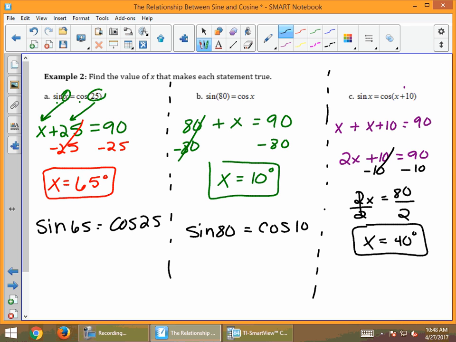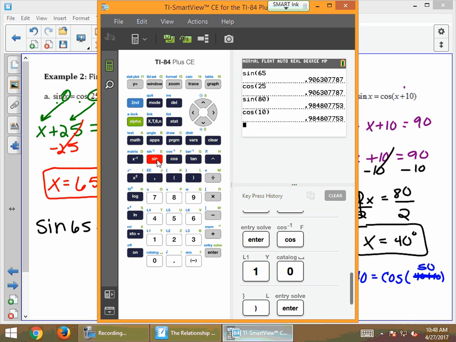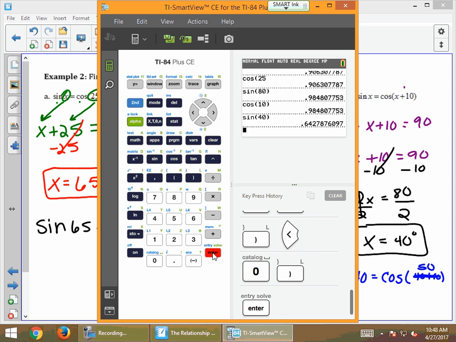We can check this in our calculator. Plug 40 in for both x's, so we get the sine of 40 is equal to the cosine of 40 plus 10. That's really saying the cosine of 50. Check it out, plug it in. Sine of 40. You get that decimal. Cosine of 50. We get the same decimal. So we know we did our work correctly. So that's one way you can check using your calculator.